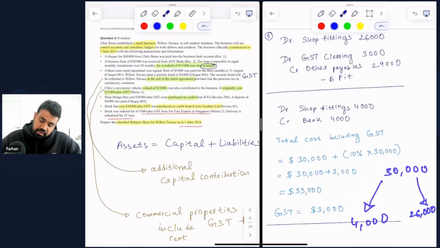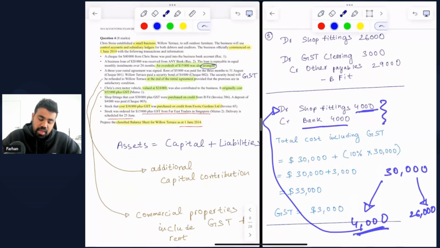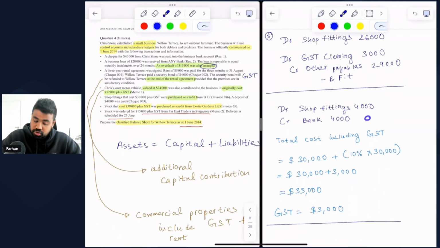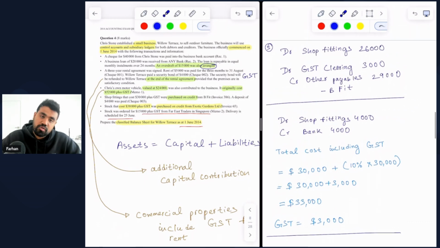Okay, so let's take care of the $4,000 component first. So what's happening? So we debit shop fittings by $4,000 and we credit bank by $4,000. So when we do this, this is saying that we have used $4,000 from the bank account, which reflects a decrease in the value of the asset, but at the same time, this is paid off for $4,000 worth of shop fittings, which is also increasing the assets, but for shop fittings. That's why we are debiting shop fittings and we are crediting bank. What about the other $26,000, which is on credit?